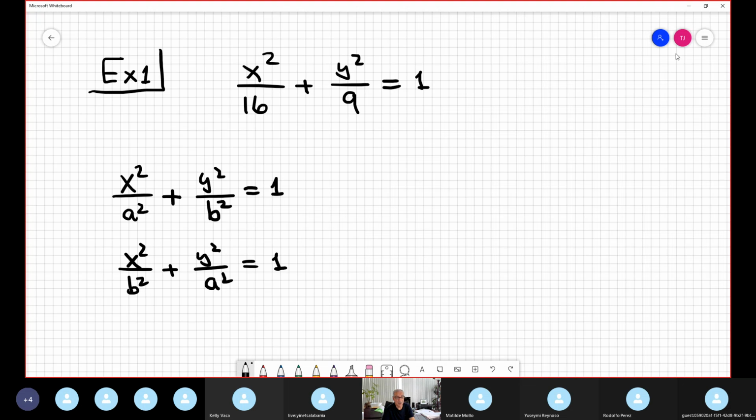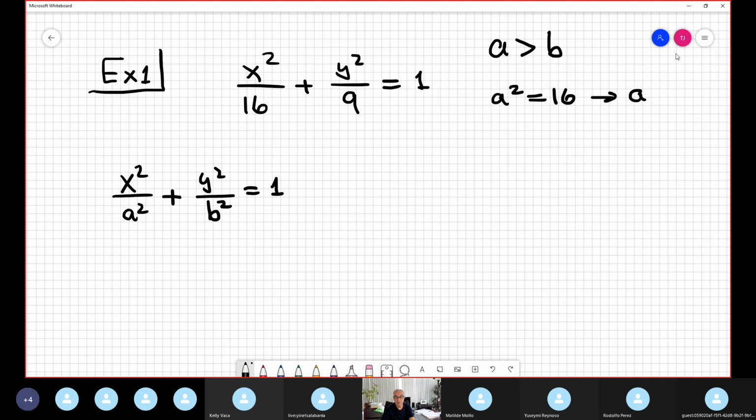So how do you know who is a and who is b? Well, a is always the bigger. So basically, our example number 1 looks like this format. Immediately you see, wow, a squared is 16, therefore a is 4. No plus or minus, because this is distance. So a represents the semi-major axis, is 4. And b squared is 9, therefore b is 3.